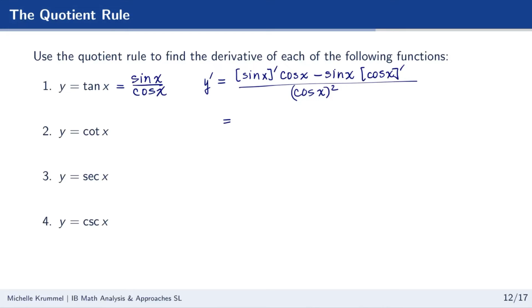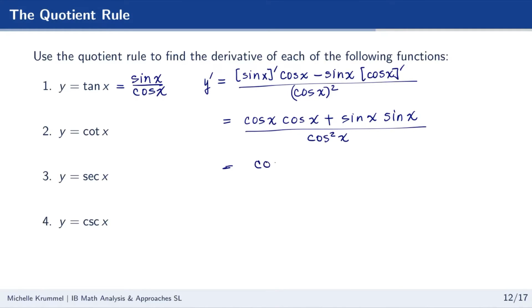The derivative of sine x is cosine x, so we have cosine x minus sine x. The derivative of cosine x is negative sine x, and then over cosine squared x. So we have cosine squared x plus sine squared x over cosine squared x, and we can use a trig identity in the numerator. Cosine squared x plus sine squared x equals 1.